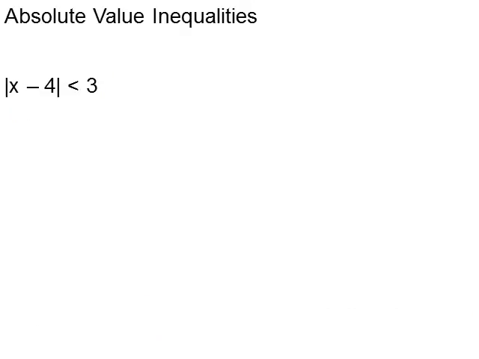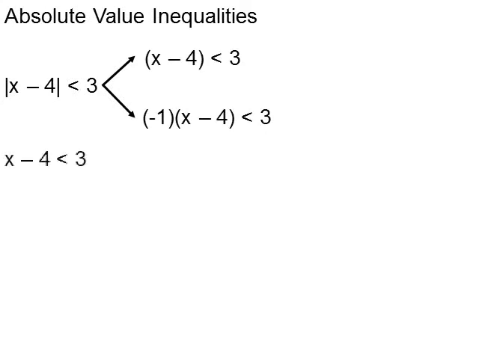Now, absolute value inequalities become compound inequalities. We already said that the equation is two different things, so is the inequality. This means either x minus 4 is less than 3, or negative 1 times x minus 4 is less than 3. And we solve them both. So if x minus 4 is less than 3, then that means x is less than 7. You just add 4 to both sides.